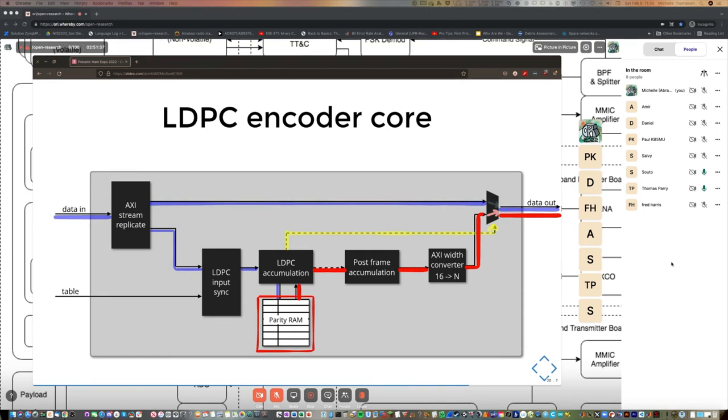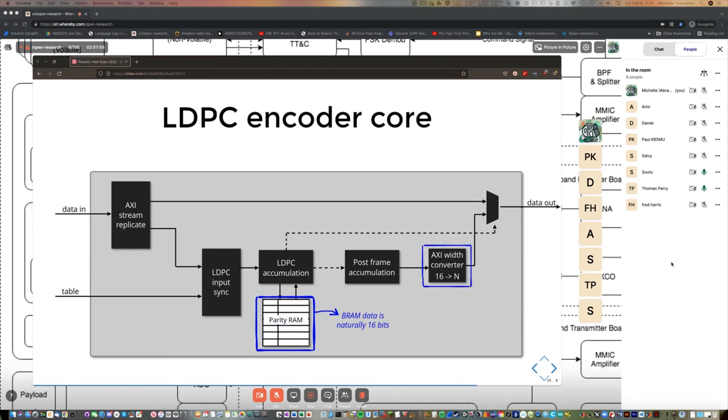The parity RAM uses a block RAM internally. Block RAM's data width is naturally 16 bits, technically 18 because of ECC, but we use 16. So we need this width converter from 16 to N, to convert from 16 bits to whatever the output width is.